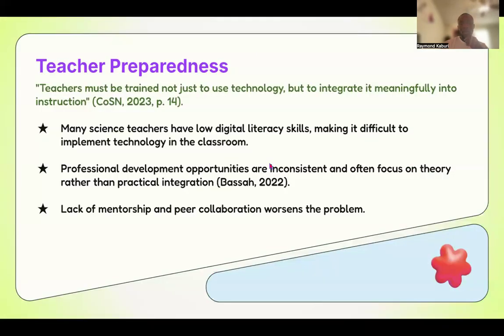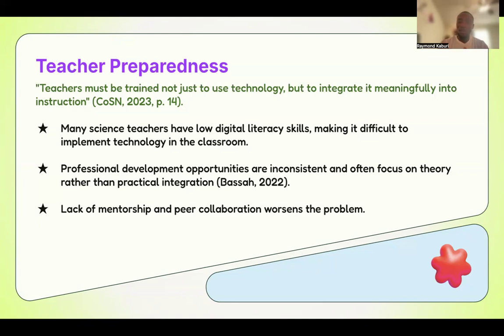Now, we can also look at teacher preparedness. I will also mention that teachers must be trained not just to use technology, but to also integrate it meaningfully into instruction. COSAN Framework 2023 made this clear. Many science teachers have low digital literacy skills, making it difficult for them to implement. The teachers themselves don't have it, so how can they inculcate it into their teaching and learning? Professional development opportunities are also inconsistent and are often on theory rather than practical integration.